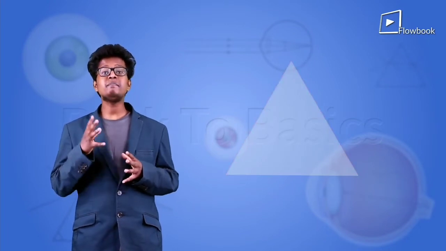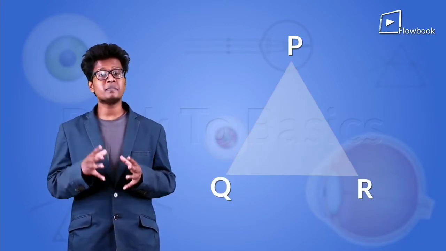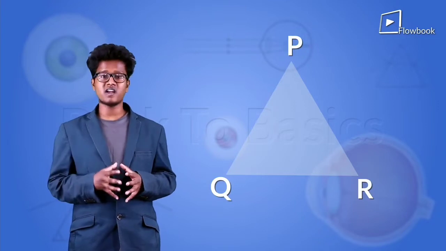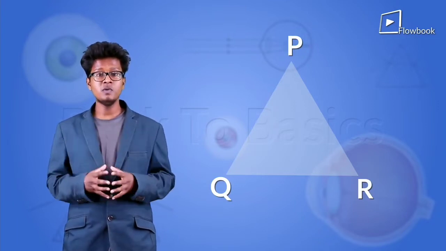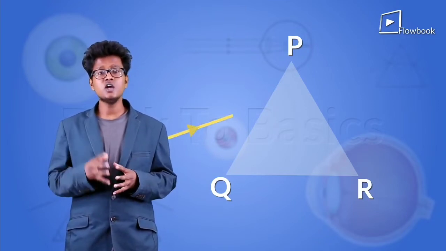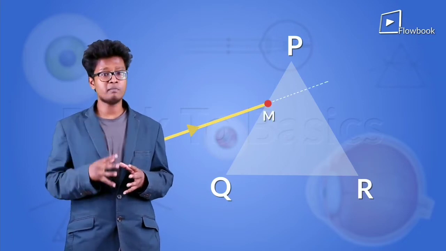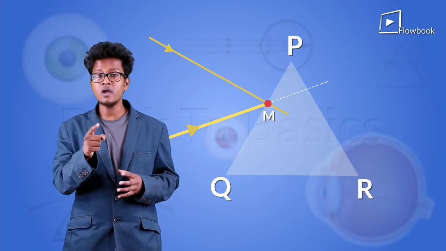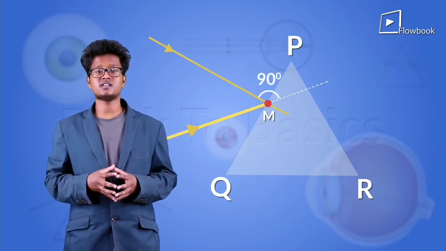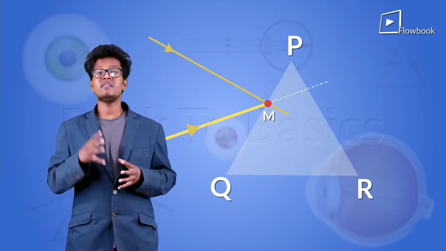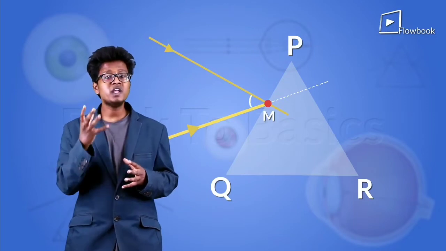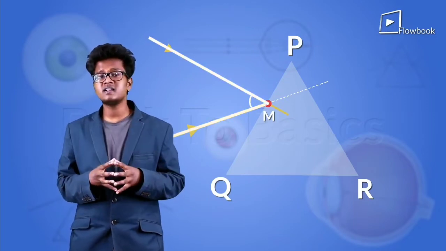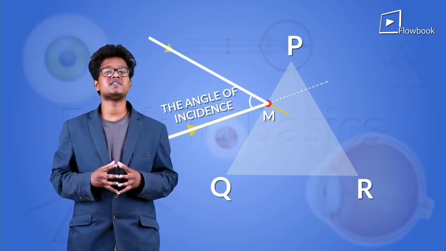Assume that triangle PQR is the outline of the prism which is resting on its triangular base. Let us assume that a light ray is incident to the surface PQ at M. Draw a perpendicular to the surface at M which becomes the normal to that surface. Now, the angle that is formed between this normal and the incident ray is called the angle of incidence.